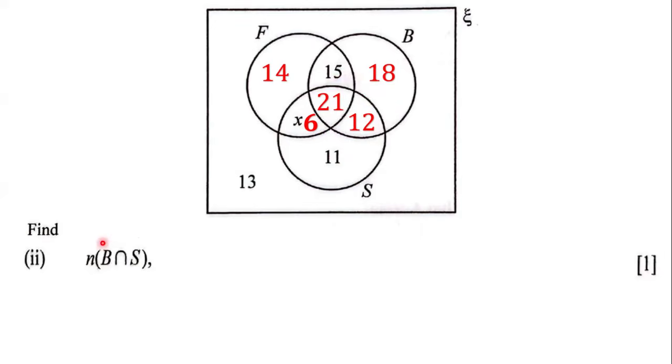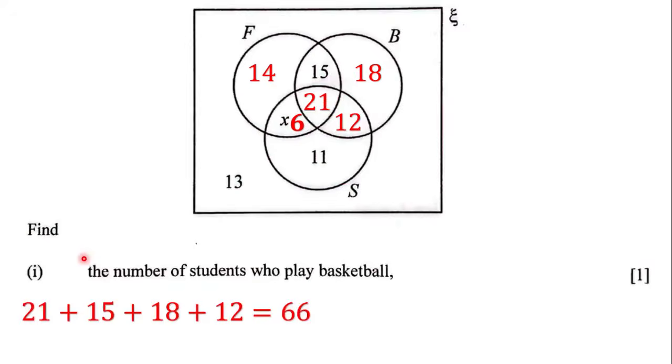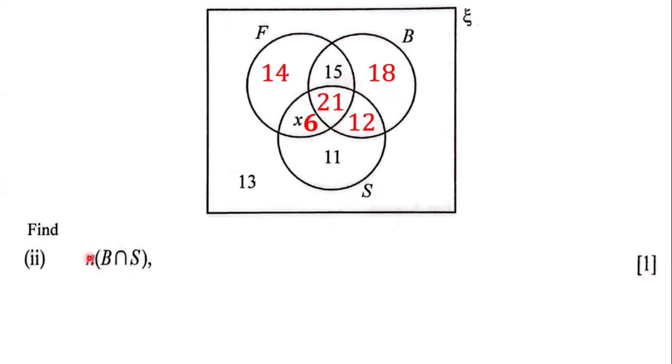Next, we want to find the number of students that are in basketball intersect softball. So we want to figure out the number of elements in B intersect S. All right, the number of elements in B intersect S. So what is B intersect S? Well, B intersect S, let me shade that region. So B intersect S is going to be this right here.